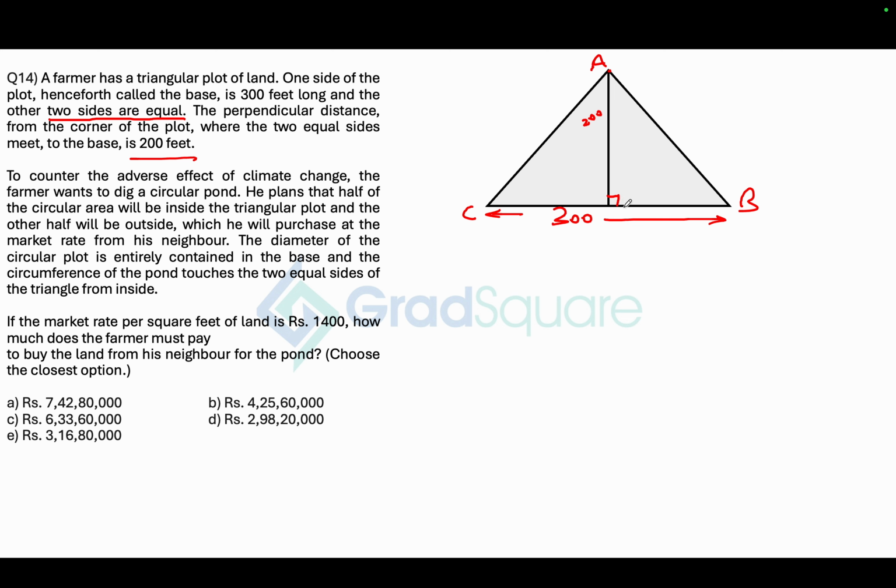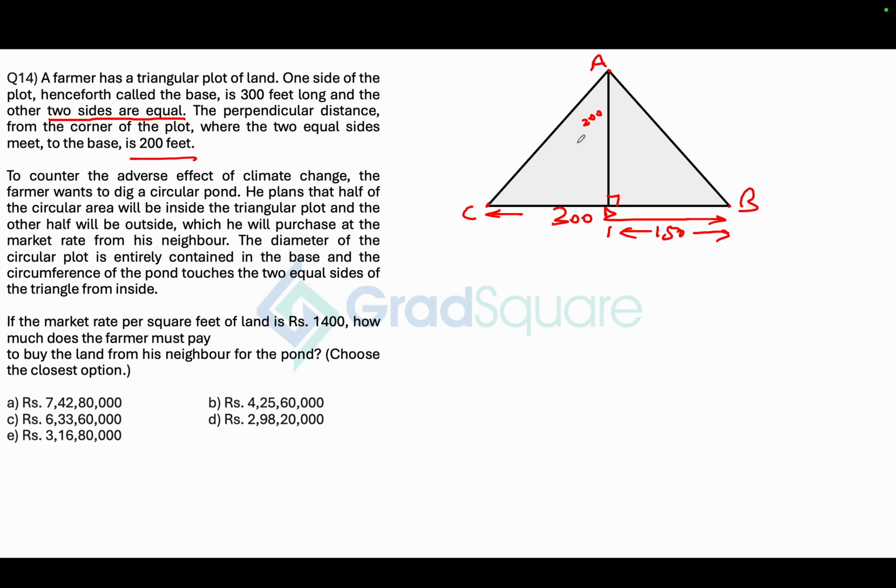This is a perpendicular. Now we need to understand that this is an isosceles triangle with AB being equal to AC, and from their common vertex you're dropping a perpendicular. Then that perpendicular actually becomes the perpendicular bisector of the side CB. Why does it become a perpendicular bisector? Because the property of a perpendicular bisector is that any point on it is at an equal distance from the two endpoints. So AC is equal to AB, and hence AD becomes the perpendicular bisector of the side CB. That means your value of DB turns out to be equal to 150.